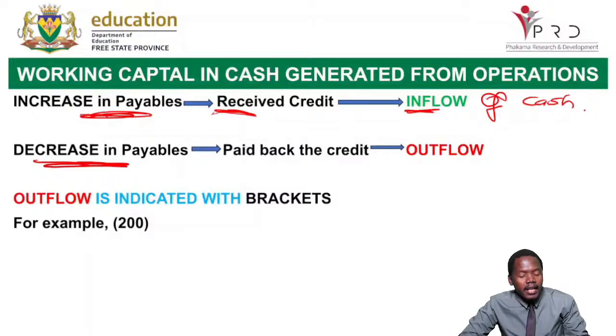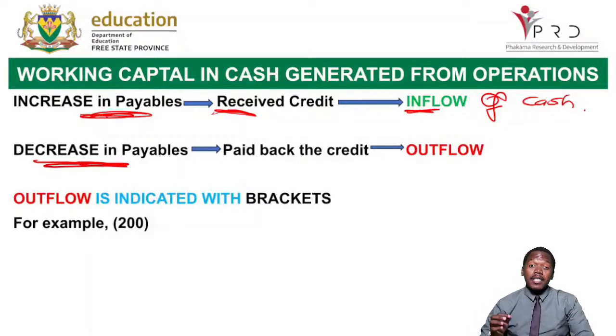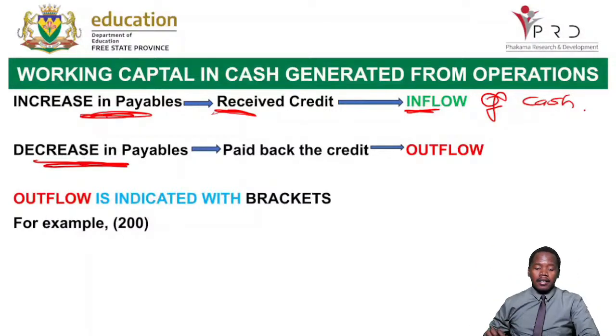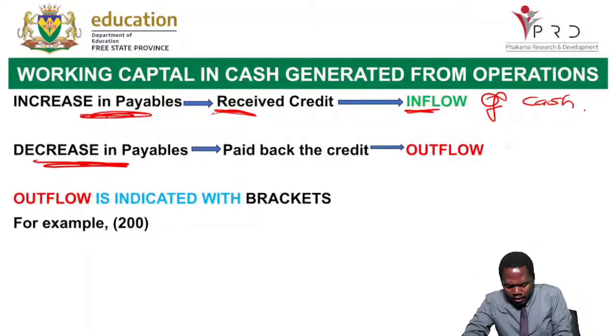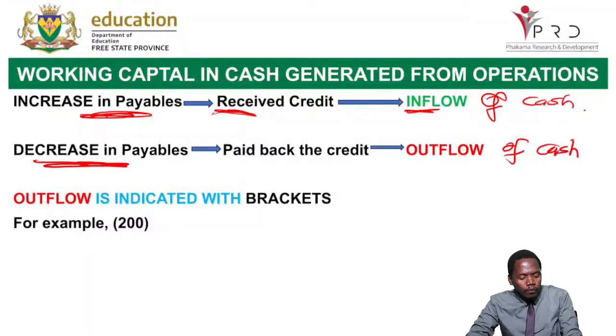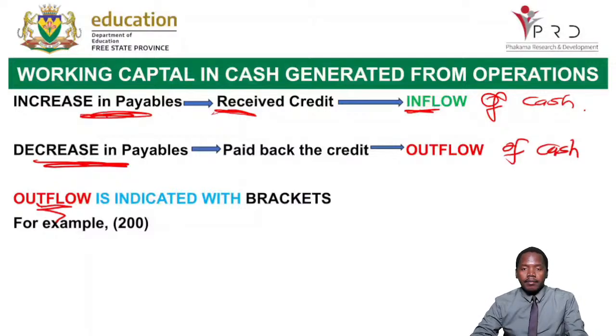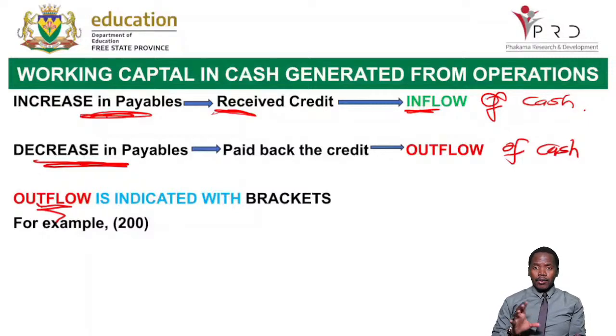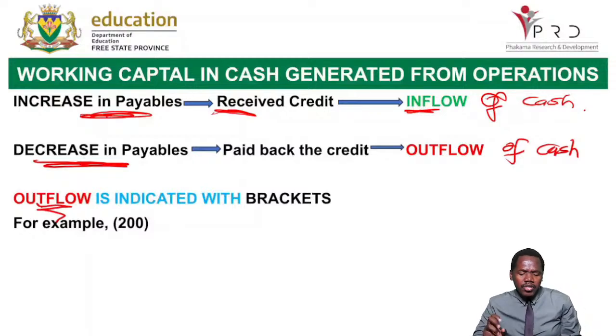Now, a decrease in payables means that you are paying back the credit that was granted to you earlier on. This will now become an outflow of cash. Outflow, as we said earlier on, is indicated by the bracket, 200 for example. Now, grade 12s, I hope everyone is clear here. Just to give everyone clarity on how to calculate the net change and how to decide on the sign.